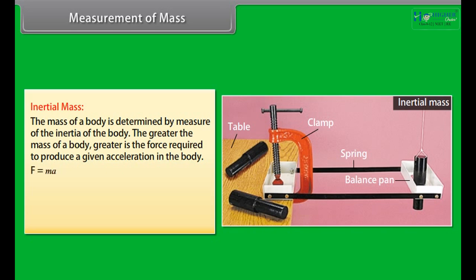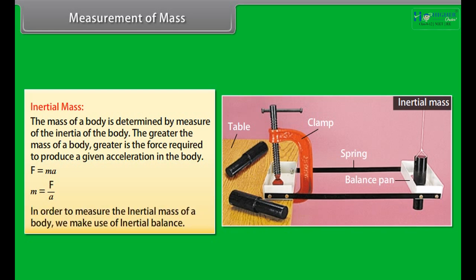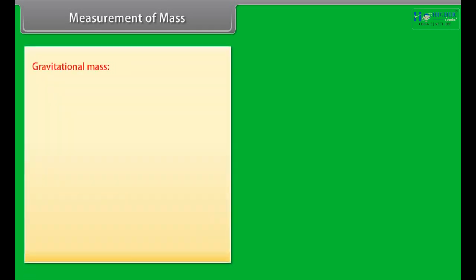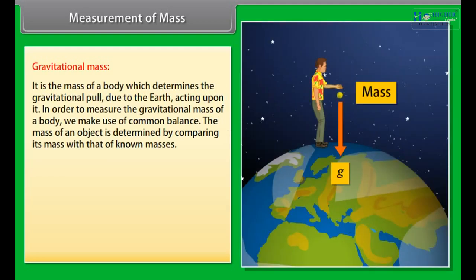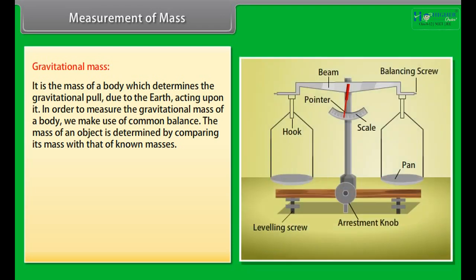F is equal to ma, or m is equal to F upon a. Thus, a very heavy body has a larger inertial mass than a light body. In order to measure the inertial mass of a body, we make use of an inertial balance. Gravitational mass: it is the mass of a body which determines the gravitational pull due to the earth acting upon it. In order to measure the gravitational mass of a body, we make use of a common balance.